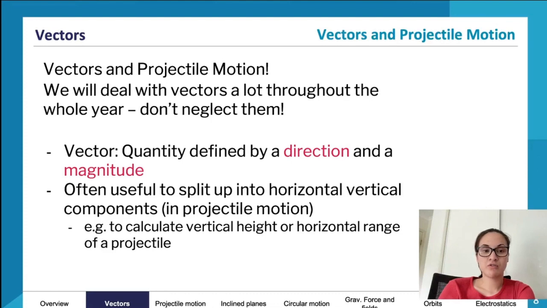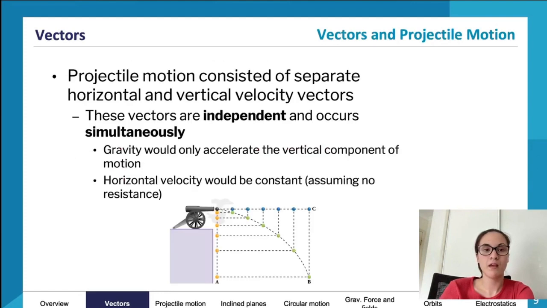It's often useful to split up vectors into horizontal and vertical components, and we will have a look at this a bit more when we get into projectile motion. So for instance, to calculate vertical height or horizontal range of a projectile. As we can see here in the little picture, projectile motion consists of separate horizontal and vertical velocity vectors. These vectors are independent and occur simultaneously. Simultaneously means at the same time, if you're not so sure.